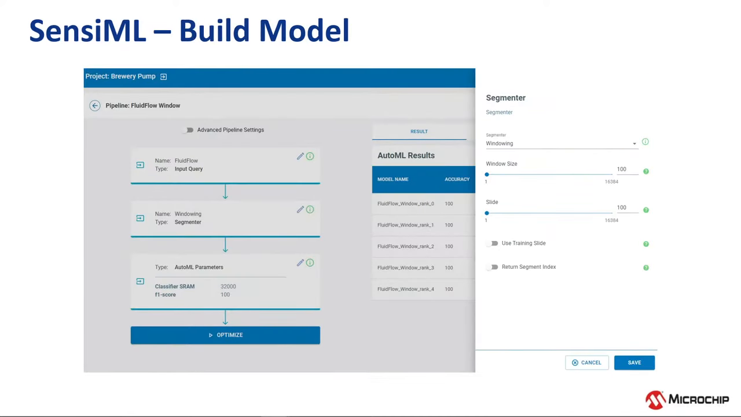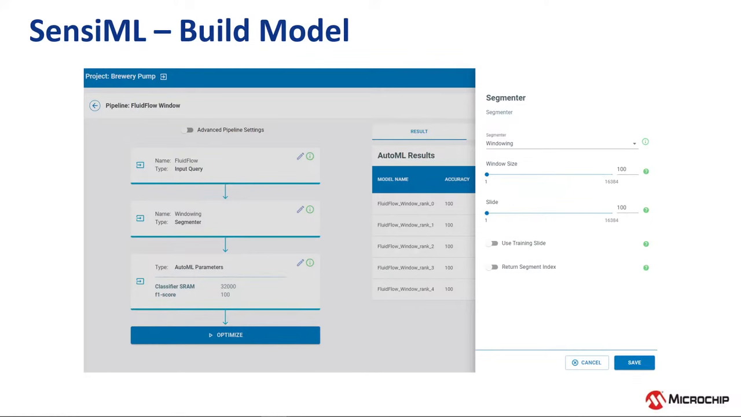So next, inside SensiML's Build Model tool. This is on their website. Here we use their standard window segmenter, and I tuned the window size down to about 100 samples. In our case, with the pump, it's running at about 60 hertz, so the vibrations are kind of slow. So that seemed to work best for my data and testing. And I should mention, I went back and forth a couple of different times with this, trying different data until something seemed to work.